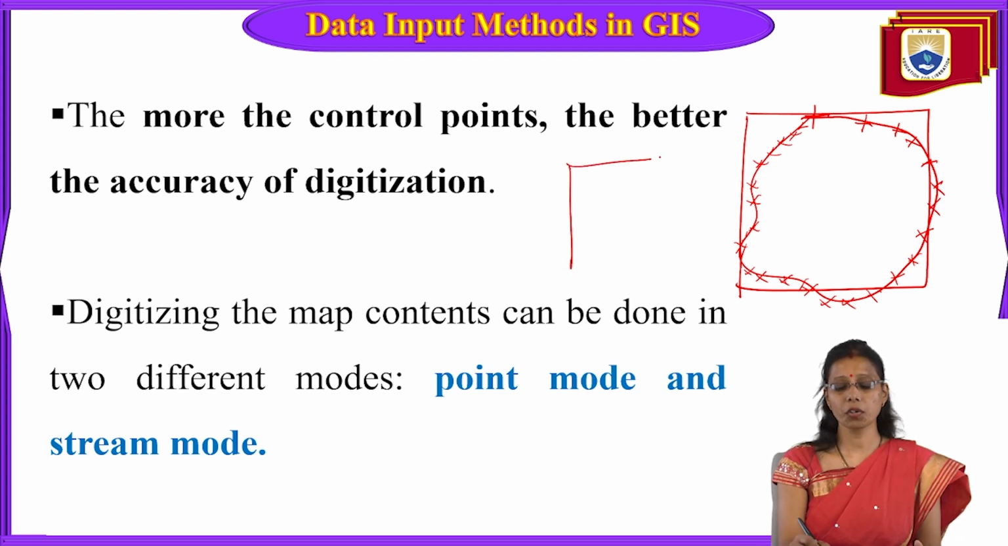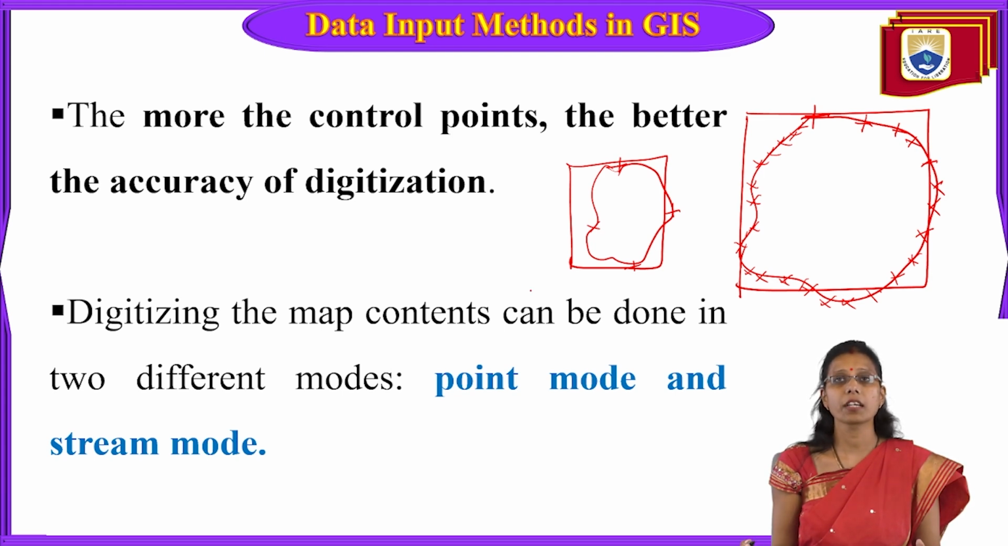Otherwise, if you are going to put fewer points, for example, suppose this is the map, and I put a point here, a point here, here, so 4 points I'm putting, then the accuracy will be very poor. So if I need more accuracy, I have to give more and more number of points.